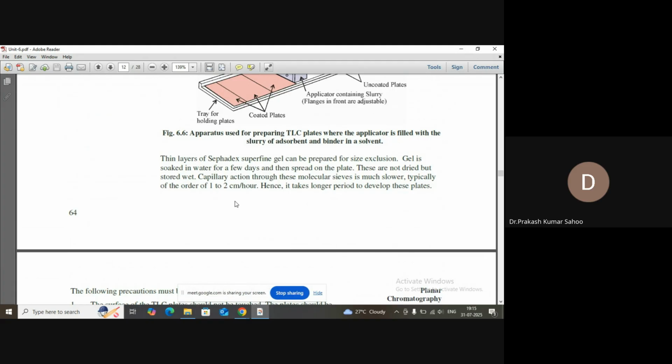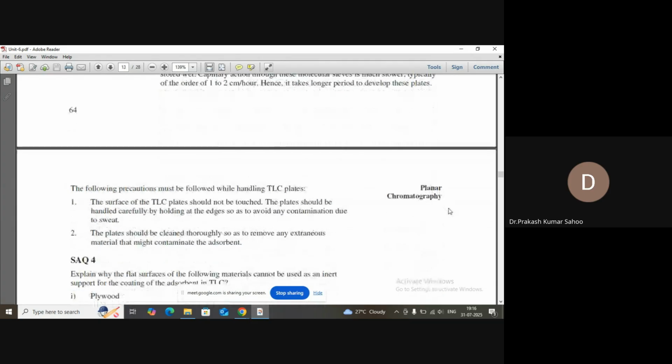That means for a few days, if this is kept under sunlight or in a hot oven, these are not dried but stored wet. Capillary action through this molecular sieve is much slower, typically 1 to 2 centimeters per hour.